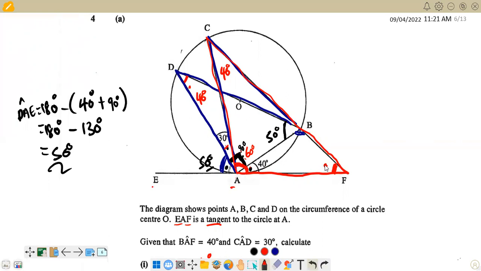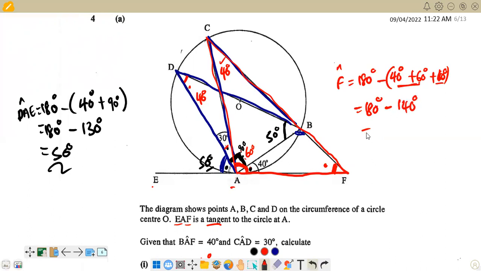To find this angle at F, we have 180 degrees, angles in a triangle, triangle ACF. So we subtract these angles, which is 40 degrees here, plus these two angles, 60 and 40, which is just 100. So we are going to have 180 degrees minus 100 plus 40, which is 140 degrees. If we subtract, we obtain 40 degrees. So this is actually 40 degrees.